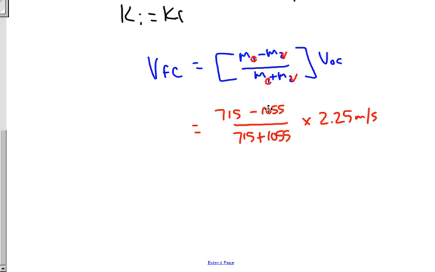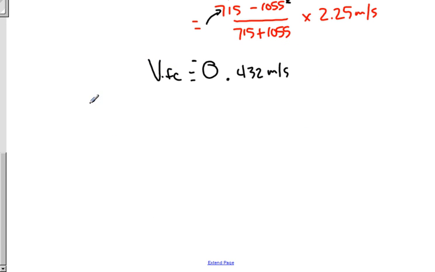We see initially that this top term, 715 minus 1,055, must be negative, and so, not surprisingly, we see that the car does indeed bounce back. The final velocity of the car ends up being 0.432 meters per second, opposite the initial direction. And that's part A.